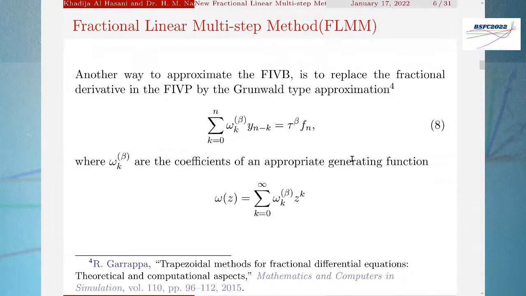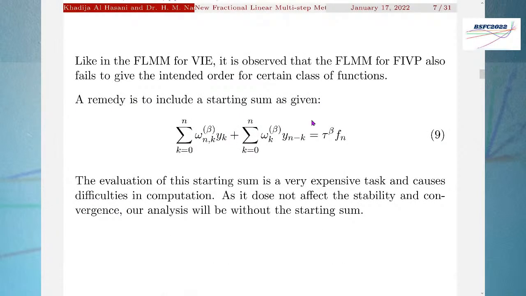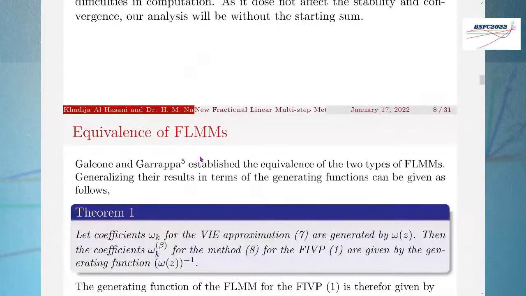Another way to approximate the fractional initial value problem is to replace the fractional derivative in the fractional initial value problem by the Grünwald approximation, as it is given here, where this coefficient is an appropriate generating function. Like in the fractional linear multi-step method for the VIE, it is observed that the fractional linear multi-step method for the fractional initial value problem also fails to give the intended order for a certain class of functions. A remedy is to include the starting sum as it is given here. But the evaluation of this starting sum is a very expensive task and causes difficulties in computation, as it doesn't affect the stability and convergence. So our analysis will be without the starting sum.